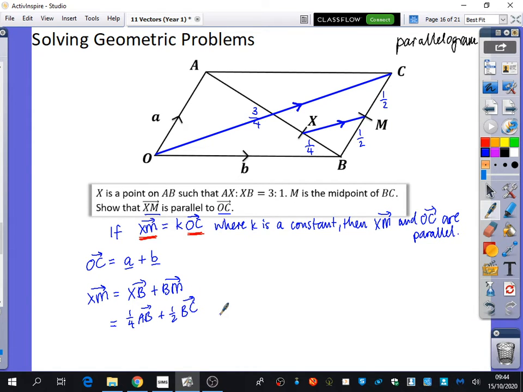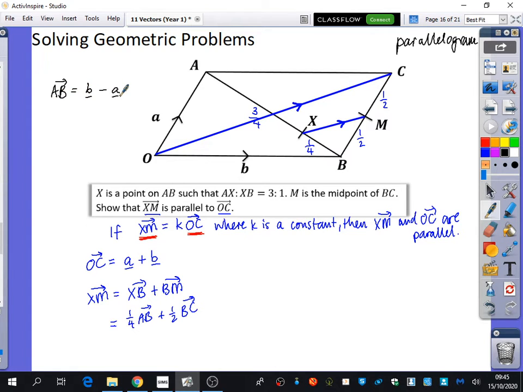So it looks like I should probably do a couple of bits of side working then, and I should actually work out what AB and what BC are. So what is AB equal to? A plus B. Yeah, or B minus A. Same thing, okay?